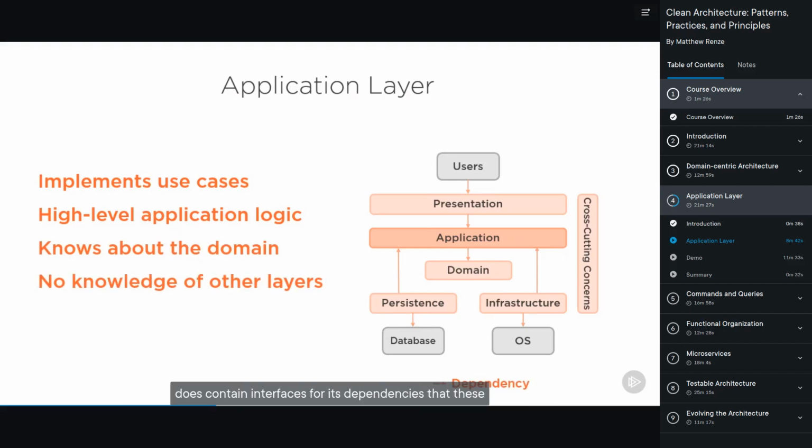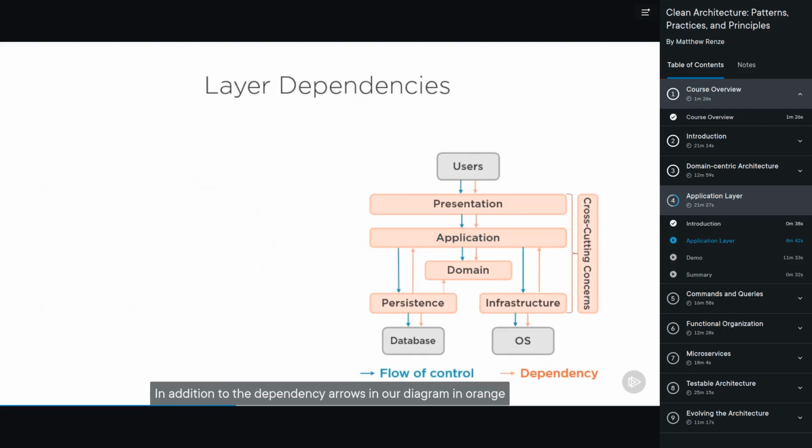The application layer, however, does contain interfaces for its dependencies that these respective outer layers then implement. Then we use an IoC framework, that is, an inversion of control framework, and dependency injection to wire up all the interfaces and their implementations at runtime. In addition to the dependency arrows in our diagram in orange, I've also added additional arrows in blue to indicate the flow of control through the application.